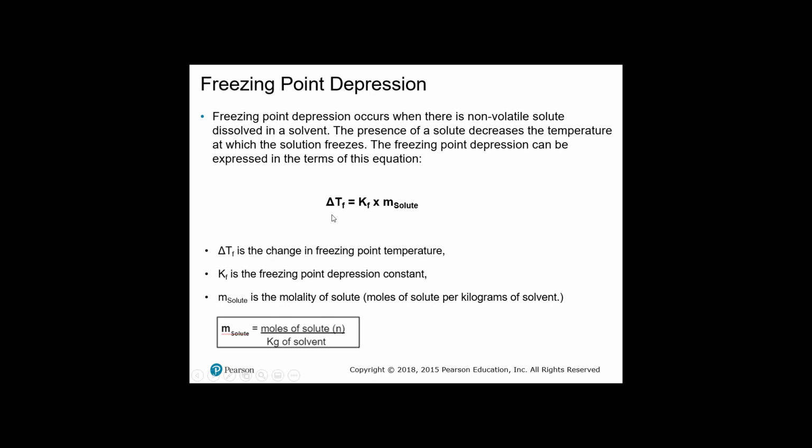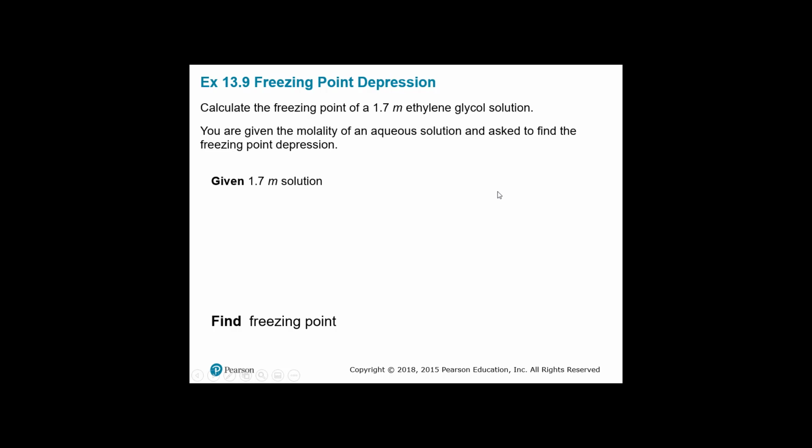This delta TF is the change in the freezing point temperature. KF is a constant for freezing point, and every solute has a different constant, so there's not one generic one. And then we have molality, which I already covered. So let's do a problem. Calculate the freezing point of a 1.7 molality ethylene glycol solution. We're given the molality and we need to find the freezing point depression.